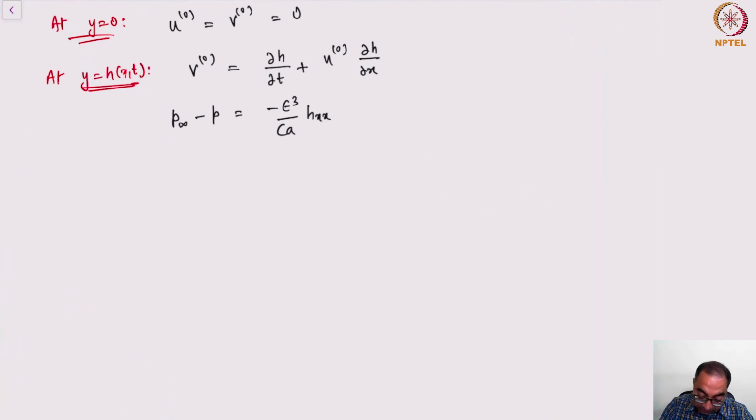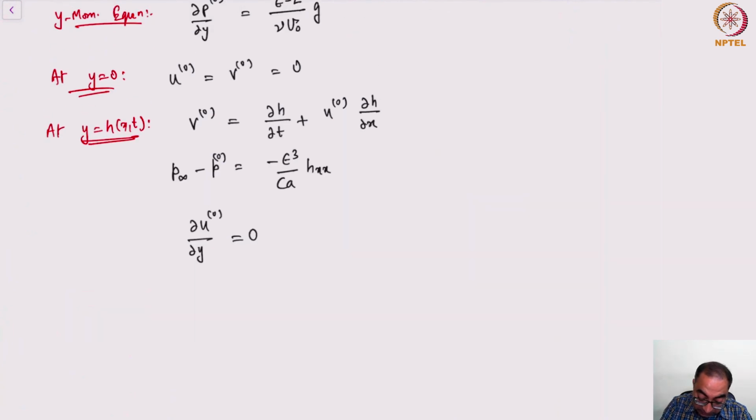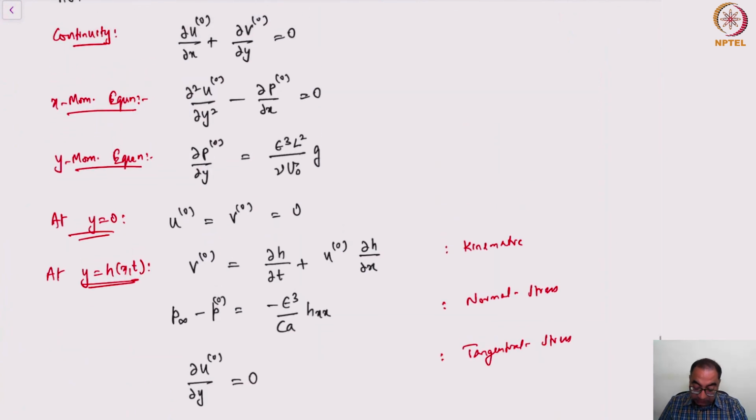So we have this pressure term, the normal stress balance, and I should mention that this is a leading order pressure term, and finally the tangential stress balance simply reduces to del u0 by del y is 0. So we have the kinematic condition, we have the normal stress balance, and we have the tangential stress balance.